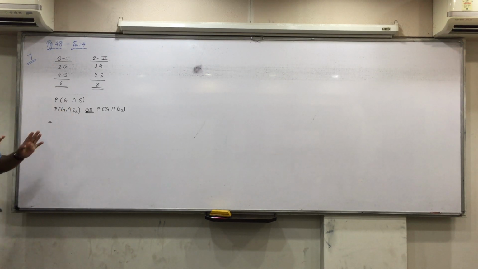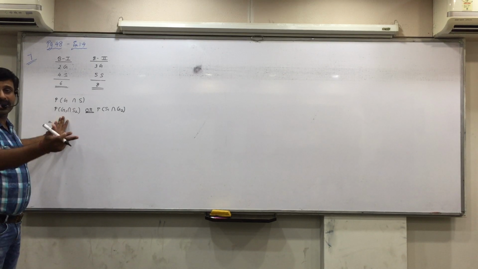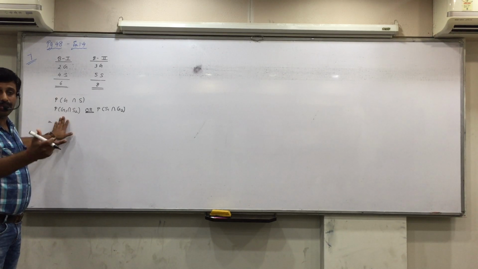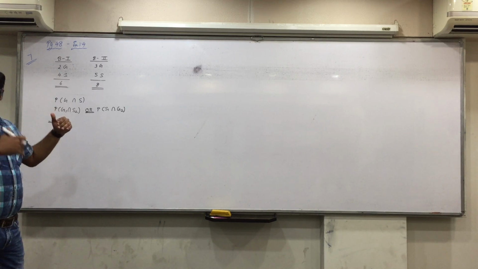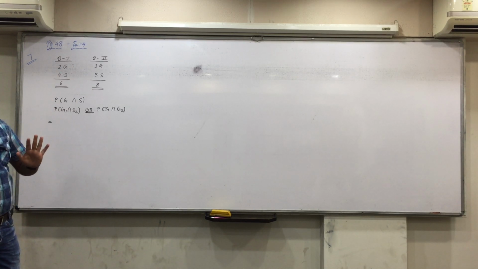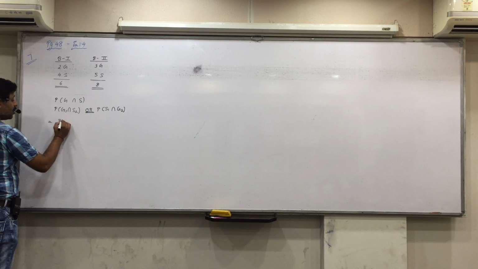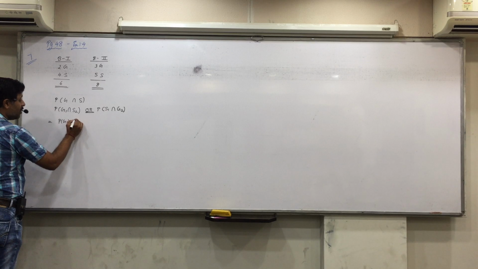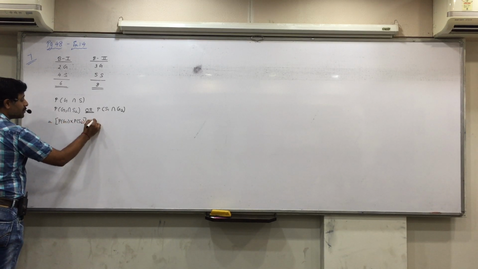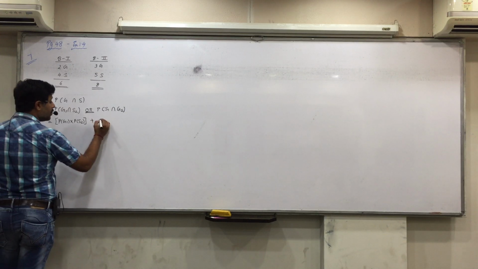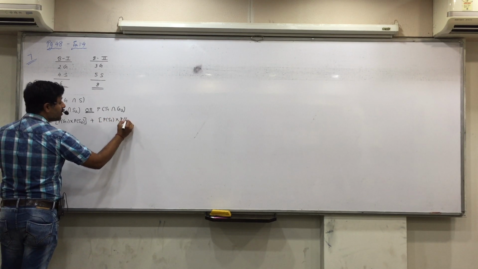First of all tell me, selecting the coin from box 1, does it depend on the selecting of coin in box 2? Box 1 what you select, does it depend on the second? So they are independent events. So just now we studied the formula for this: P of G1 into P of S2, or, then here, P of S1 into P of G2.